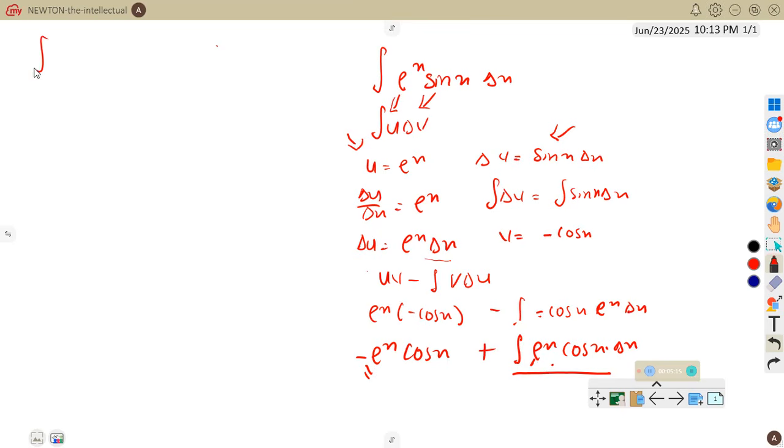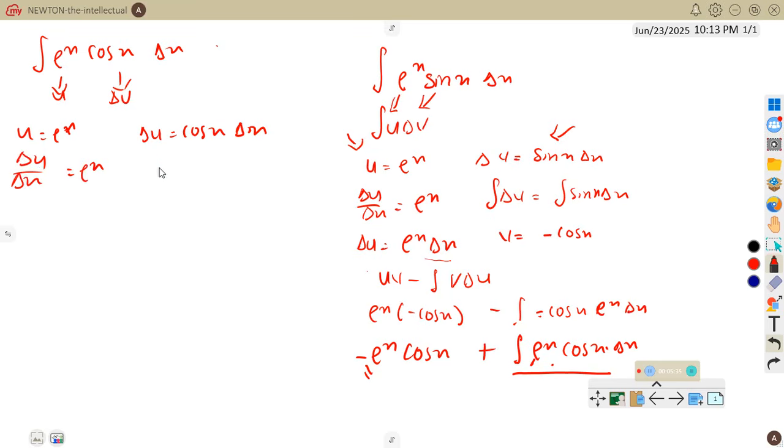So we have the integral of e^x cos x dx. So this one is our u and this is our dv. So our u is equal to e to the power of x, and our dv is equal to cos x dx. So here we're going to say du/dx is equal to e to the power of x, and we have the integral of dv is equal to the integral of cos x dx, and here we have du is equal to e^x dx, and v is equal to sine x, right?